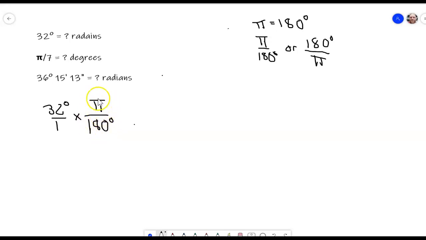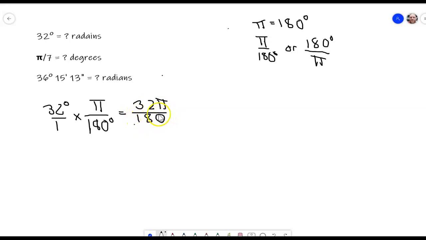So since pi is equal to 180 degrees, something divided by itself is just equal to 1. So I'm not really changing the quantity because anything times 1 is just itself, and pi and 180 degrees are equal to each other. So we're really just multiplying this 32 degrees by itself. So therefore, the degrees will cancel out, and I'm just left with 32 pi over 180.